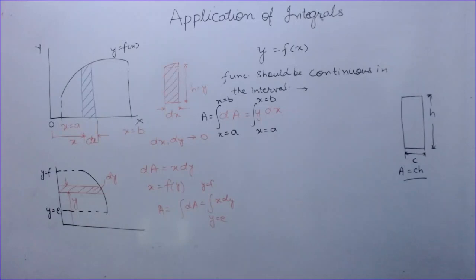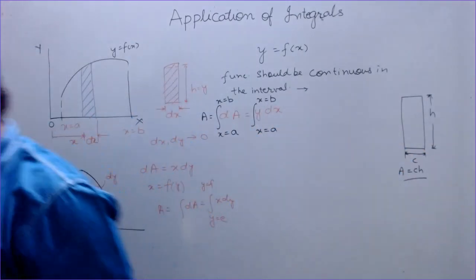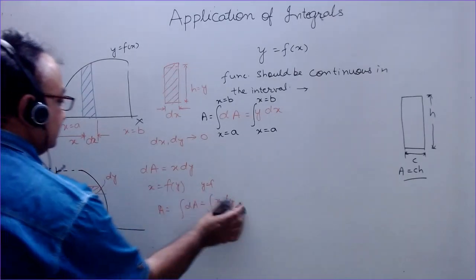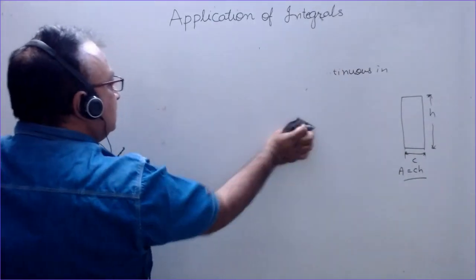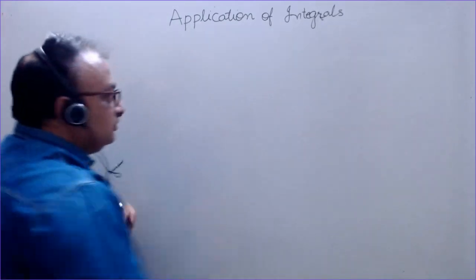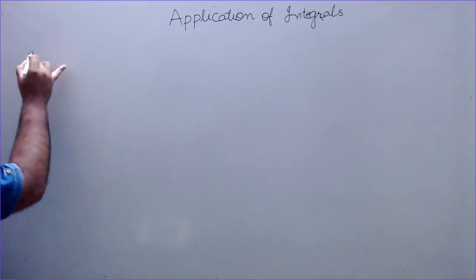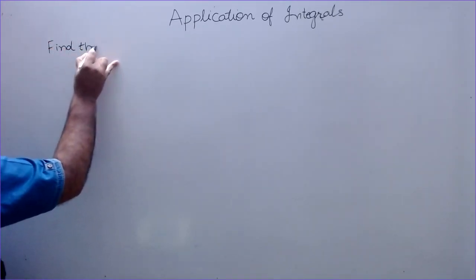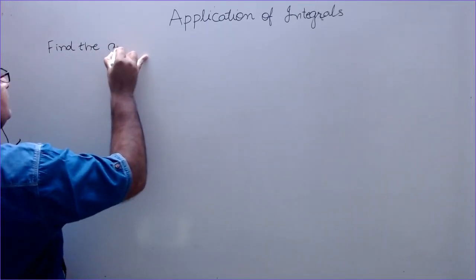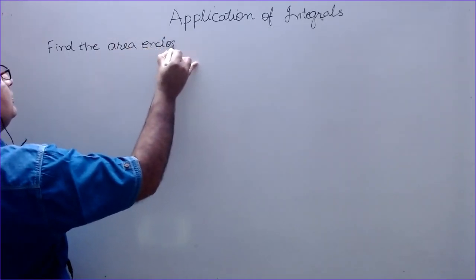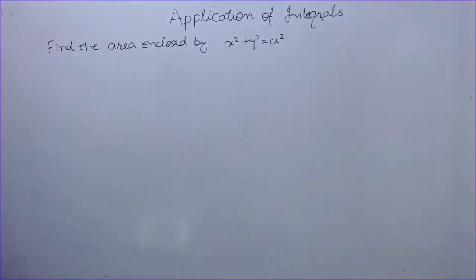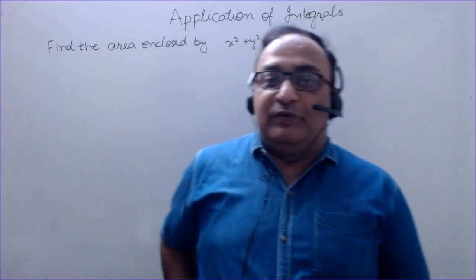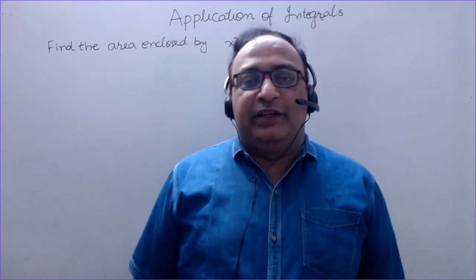Now let us take a question based on this so that we are familiarized with the concept. The first question is, you have to find the area enclosed by x square plus y square equal to a square. So friends, first of all, you should be very clear with the concept of what type of curve it is which is given here, for which you have to find the enclosed area. Clearly this is a circle.